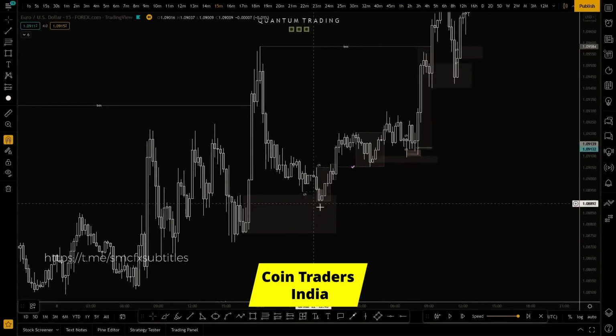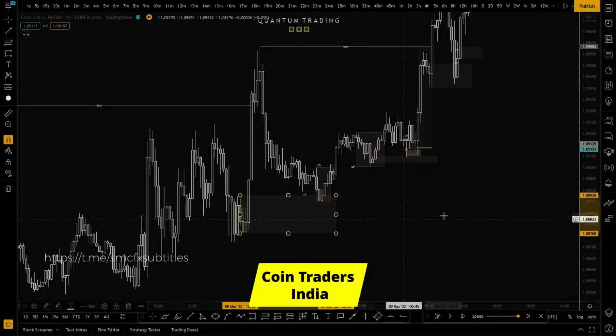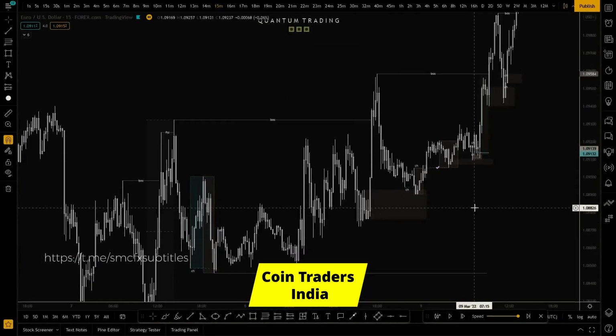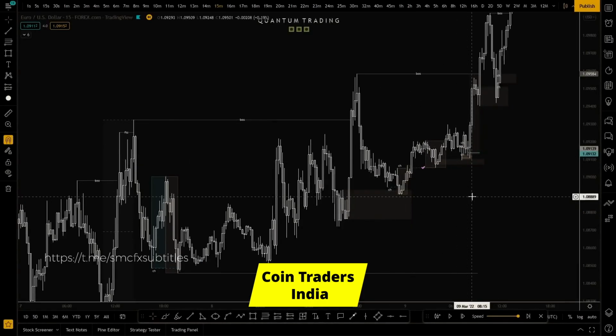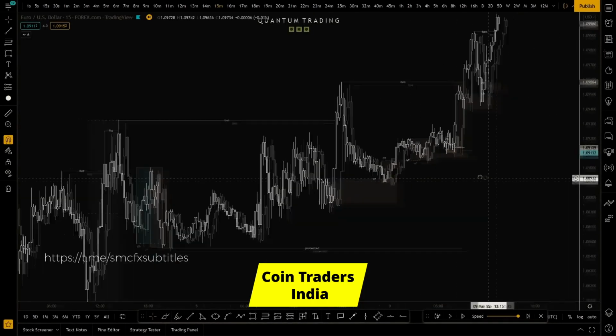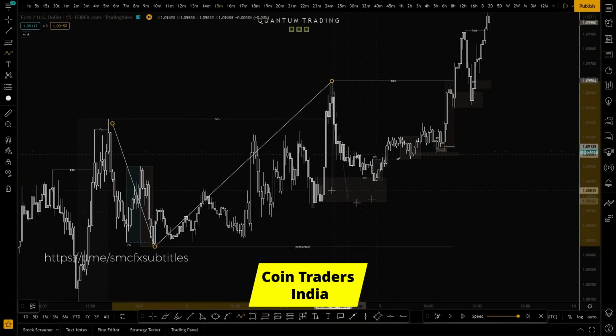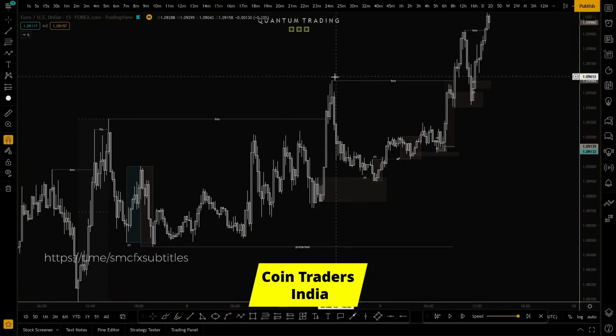And now we can see once we've had that mitigation to this demand level, we've now had a change of character, a shift in order flow, and now we can see this 15-minute order flow is holding and is back realigned with the swing structure, being bullish, as we can see here. Higher high, higher low, higher high. We're now looking for a new higher low before a new higher high. So this is our target, okay?